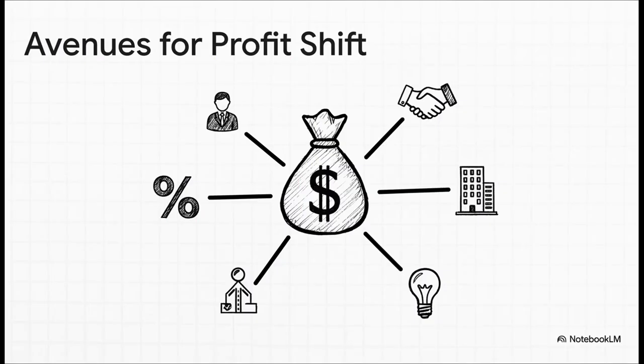And you've got to realize, it's not just about the price of goods. Profits can be shifted in all sorts of ways, through management service charges, sales commissions, interest on intercompany loans, rent for property, or royalties for intellectual property. All of it, every single one of these, falls under the transfer pricing umbrella.